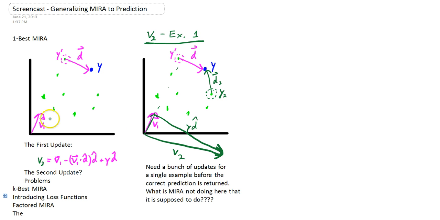I'm going to do a different example. So this is example 1 with a large gamma. Really, it's that gamma times the d hat was large relative to the size of the original vector. And so in my next example, I'll be doing v2 again. This will be example 2 with a small gamma.